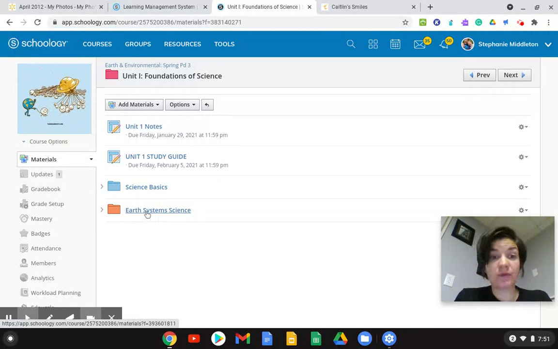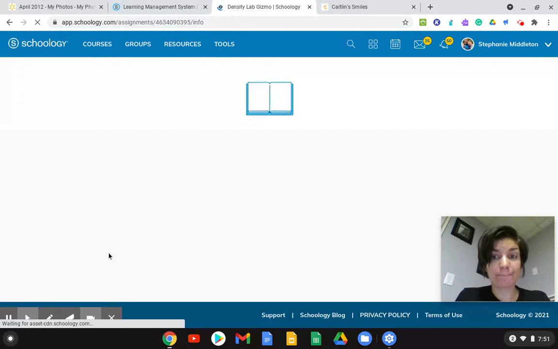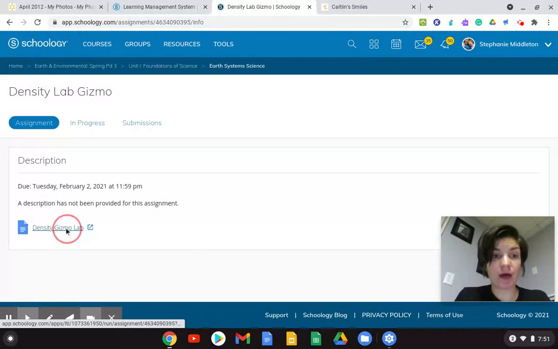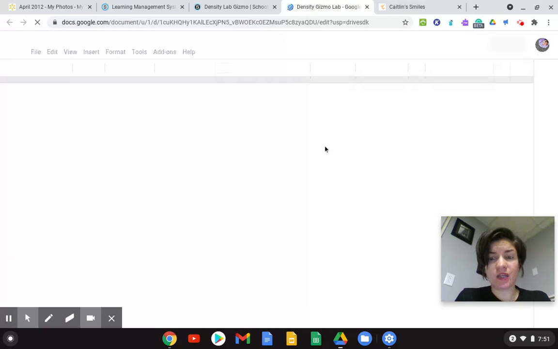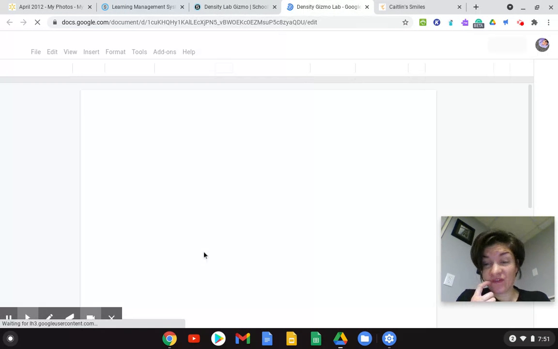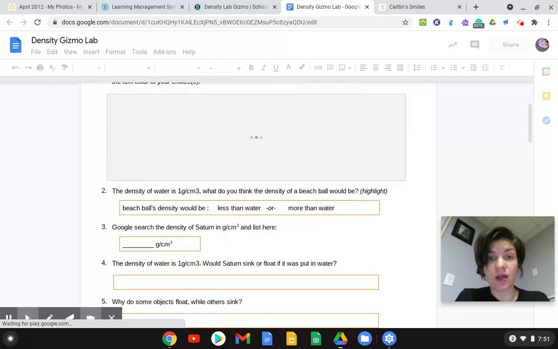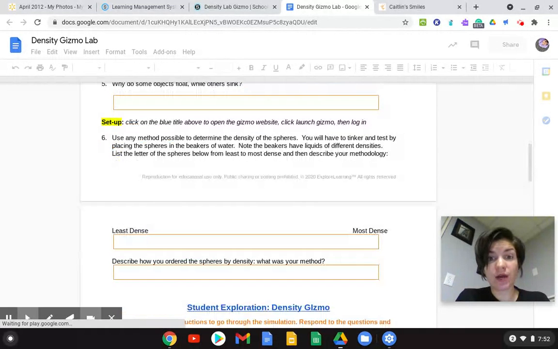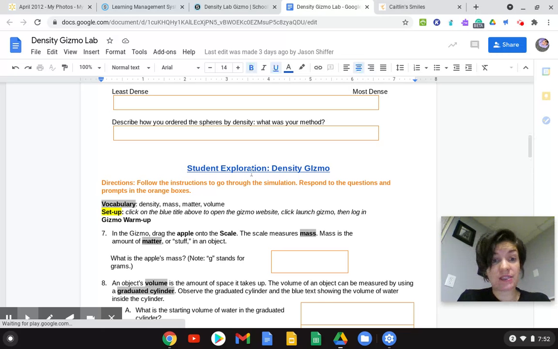Okay. Let's go ahead and click on this Earth System Science. Here's the Density Lab Gizmo. You pop it out or you open it up. It's different on mine. I've already made a video going over how to do this top part, the tinker time and whatnot. So I'm going to go ahead and show you how to do the next part after that, which is you actually going through and looking at the density of different objects.